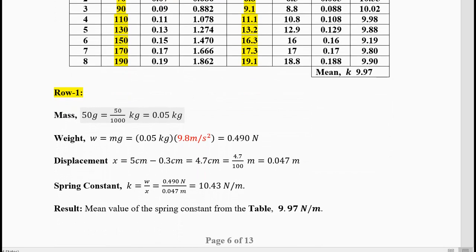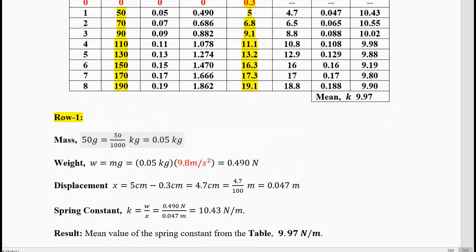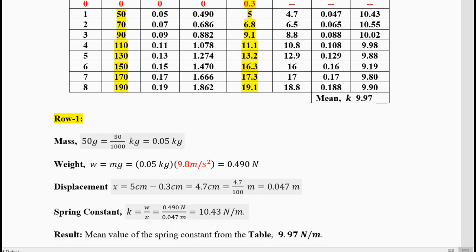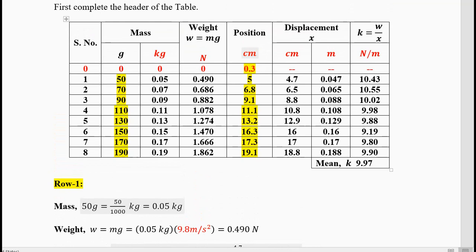Now calculate the spring constant. K equal to W by X. How much is the W? W is 0.490 divided by X. X is 0.047 meters. You will get 10.43. The first 2-3 readings and the last 2-3 readings are sometimes different from the middle values, but do not worry about it.